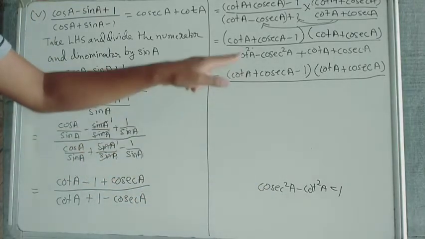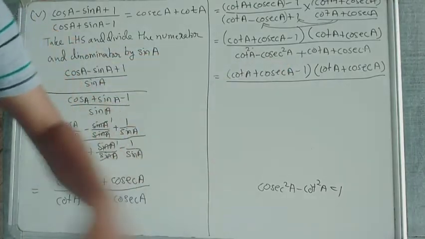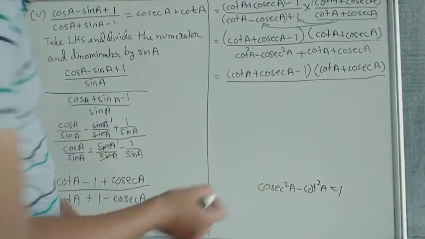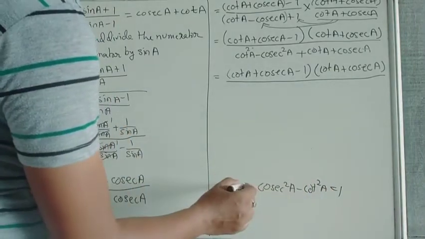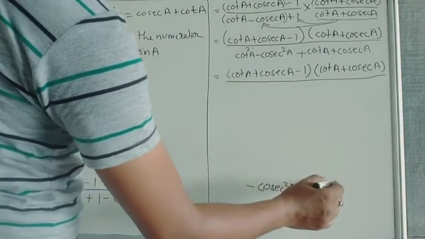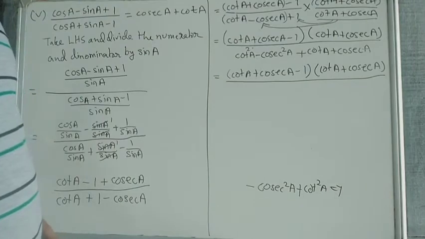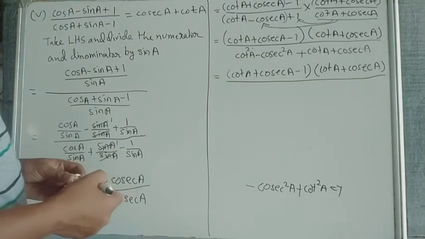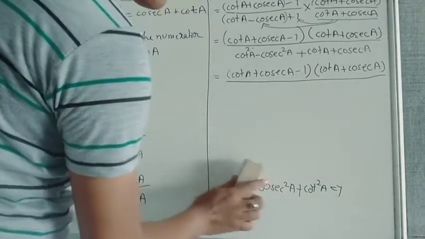Now how can I get this one as this? What I can do is multiply both sides by minus. So here if I do minus, it will become minus, it will become plus, it will become minus. Is it clear or not, this one? Again I'll explain.